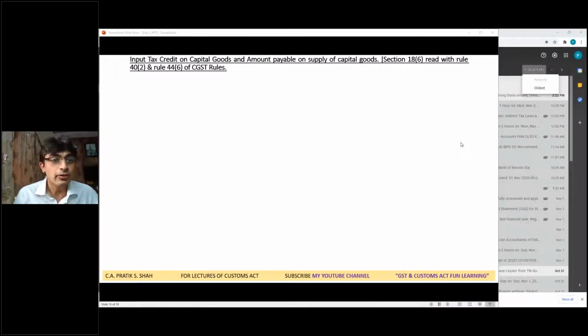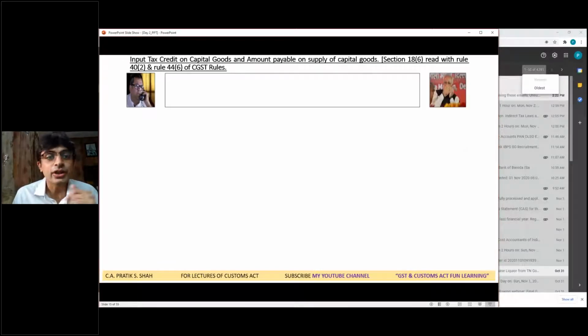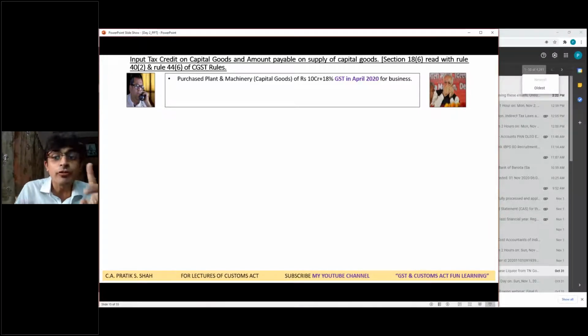Yeah, now I can see you all. See what Paresh Rawal sir is asking. That government, I have purchased capital goods. I have purchased plant and machinery of rupees 10 crore, plus I have paid 18% GST in April 2020. He has purchased plant and machinery and he has paid for 10 crore plus 18% GST.